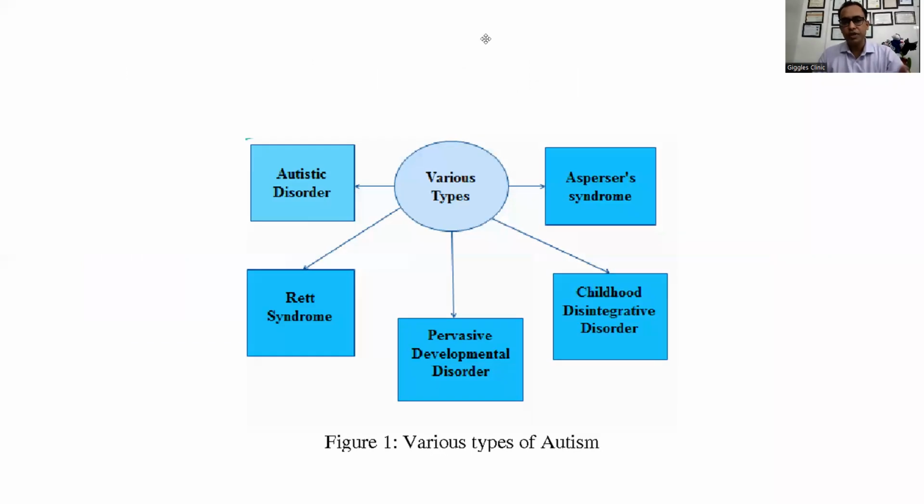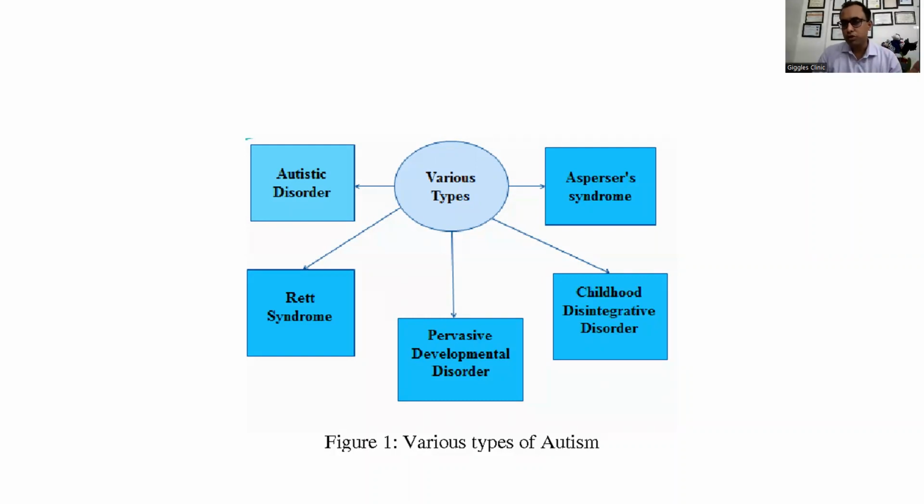Now, these were the various classifications which we used to give earlier. Autistic disorder, that is classic autism, where I have told you typical classical features will be there: no response to call name, no eye contact. Then there will be typical behavioral issues, sensory issues, stimming will be there.